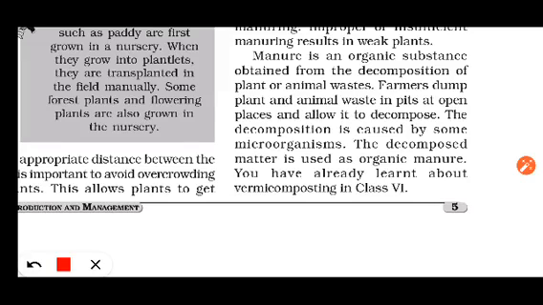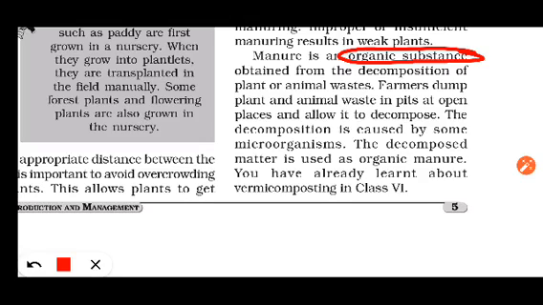So manure, first point, is an organic substance. Manure कैसा होता है? Organic substance होता है. What is the meaning of organic substance? Organic substances are those substances which originate either from plant sources or from animal sources. So one thing is very clear, manure is made either from plant sources or animal sources. Manure is an organic substance obtained from the decomposition of plant or animal waste.